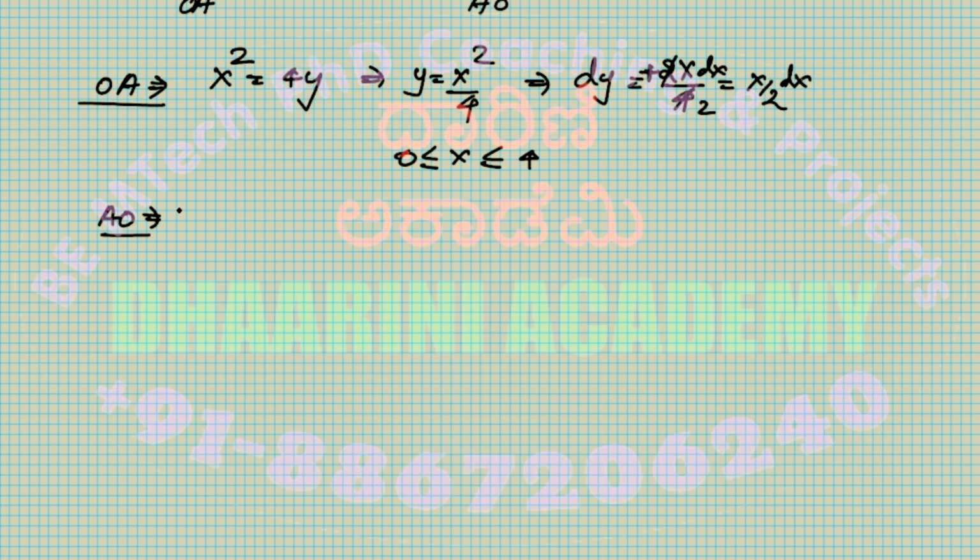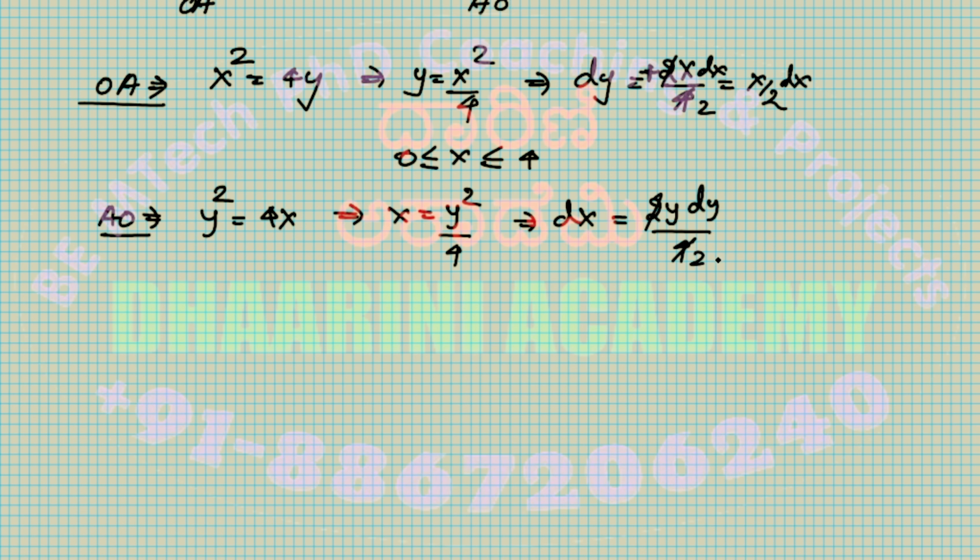Okay. So along this curve, we have y square equal to 4x, right? So this implies x is equal to, wherever I see x, I'll put y square by 4. Correct. So this implies what is dx? Dx will be 2y dy divided by 4. So this cancels. So this is y by 2 dy.